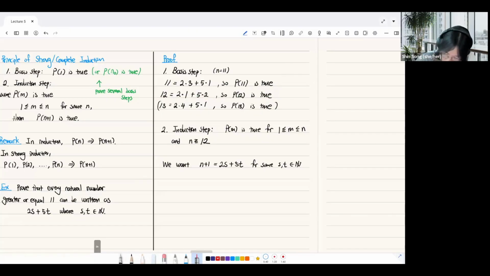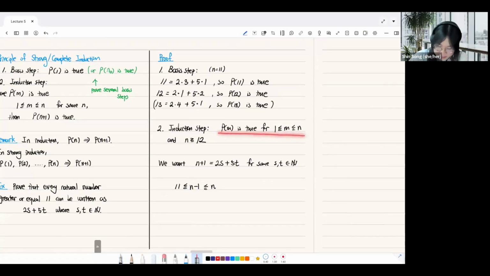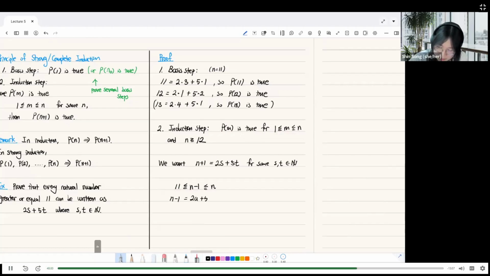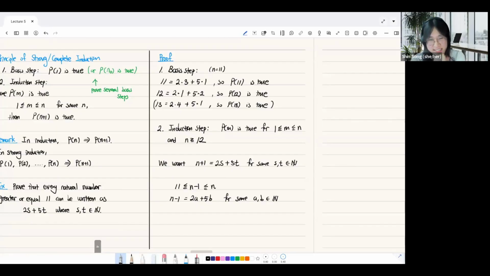Okay. Now, because n is greater or equal to 12, n minus 1 is greater or equal to 11. We can now use the induction step and then say that n minus 1 is equal to 2a plus 5b for some a and b inside the natural numbers.